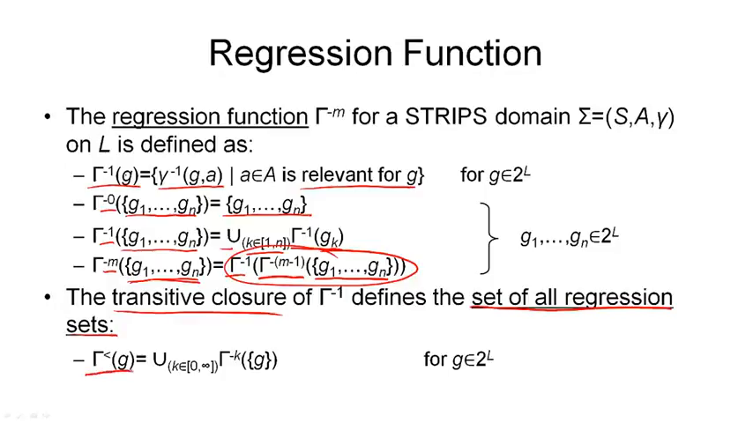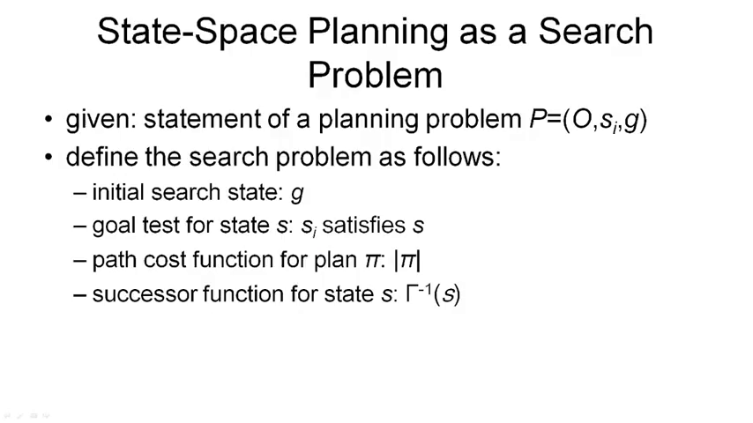This is pronounced gamma backwards, and is simply the union over all lengths of plans that we can implement here, where k is the length of the plan, and we compute gamma minus k of our original goal. So for any k from 0 to infinity, this gives us all the sub-goals that are possibly reachable in our search space from our original goal.